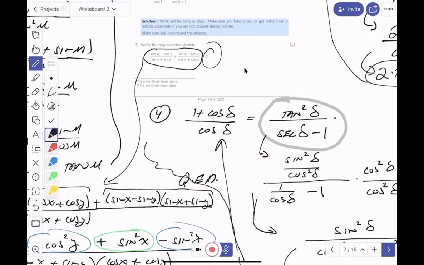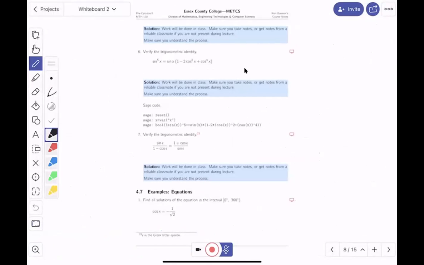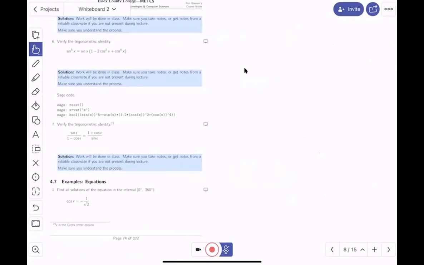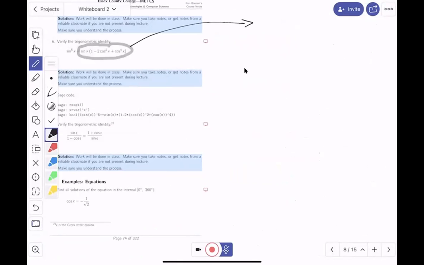Let's go to the next page. And on the next page, we've got number 6 now. I'm going to pick a side. And so this is what side you're going to pick. I'm going to pick the right side. I'm going to start rewriting it. What do you get over there? Sine x. And I'm going to factor that guy. What would that be? 1 minus cosine squared x. That's a factorization of that.